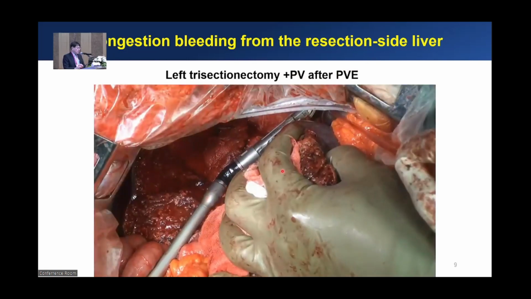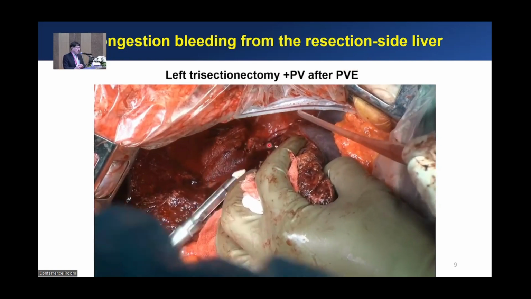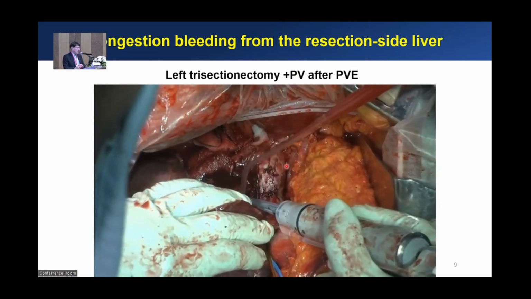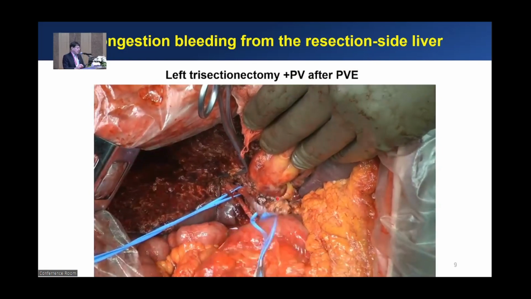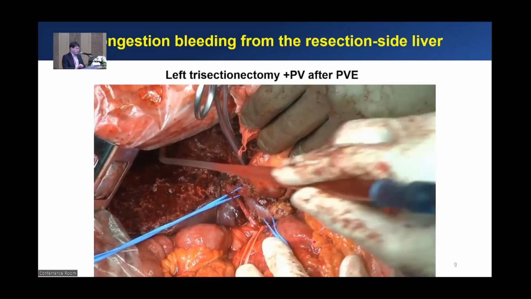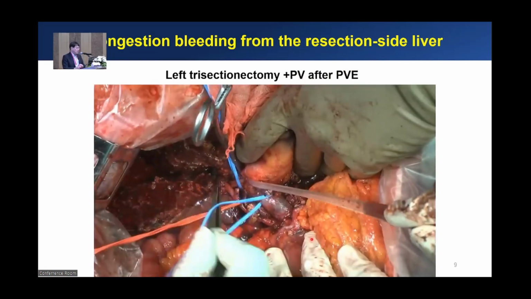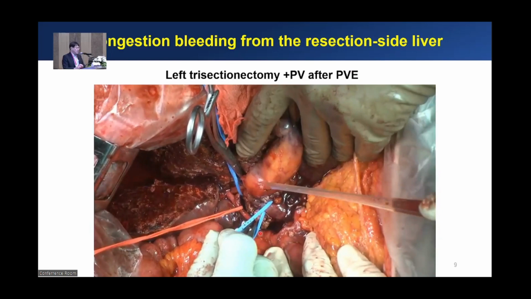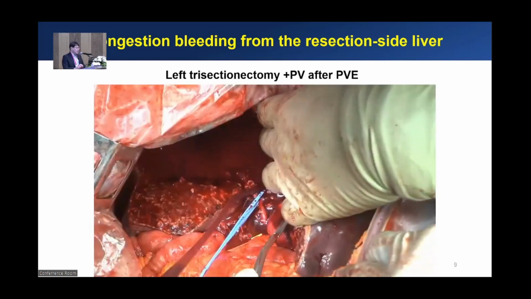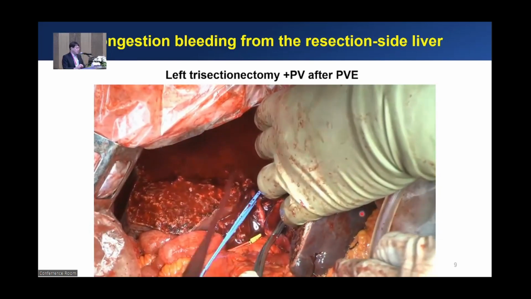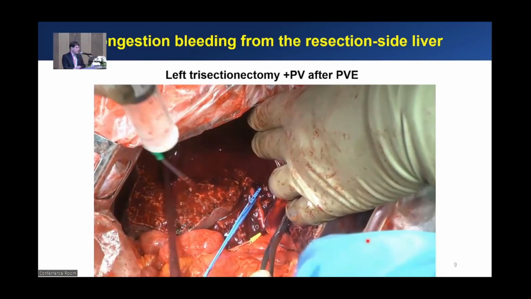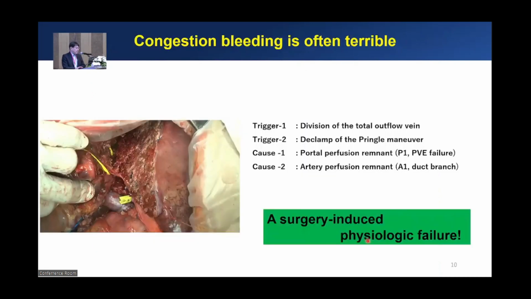Okay, this is a portal vein embolization, and in this phase we devise hepatic outflow. But unfortunately, we remove this. This is a congestion bleeding from this left side. This is very simple, because this congestion bleeding is a surgery-induced physiological failure, only this.